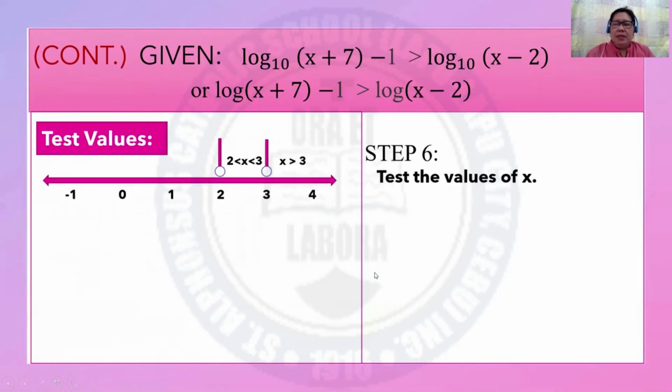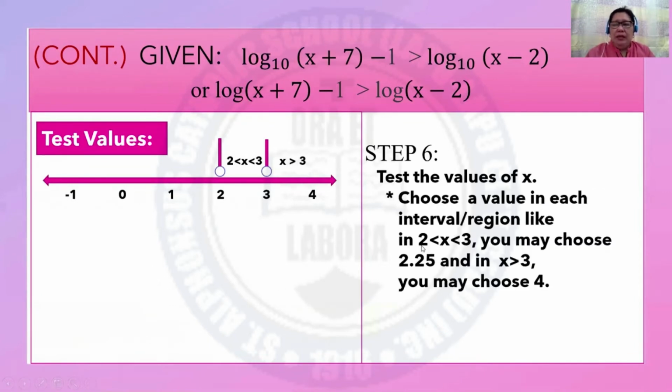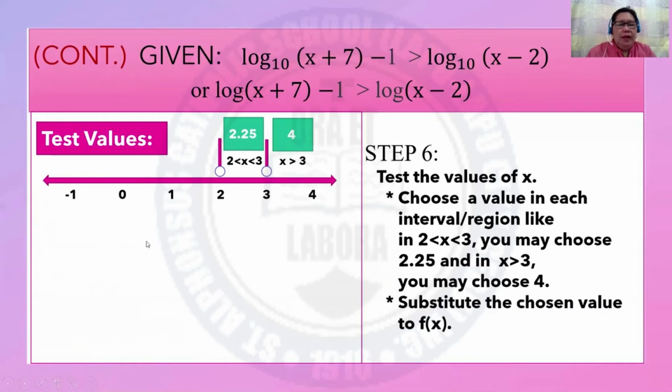Next, for step 6, you have to test the values of x. You can choose a value in each interval or region, like in the region x between 2 and 3, you may choose 2.25. Or you can choose another number as long as it is between 2 and 3. And in region x greater than 3, you may choose 4 or other than 4 as long as it is greater than 3. So here, we may choose 2.25. Here, 4. Let us have first 2.25.